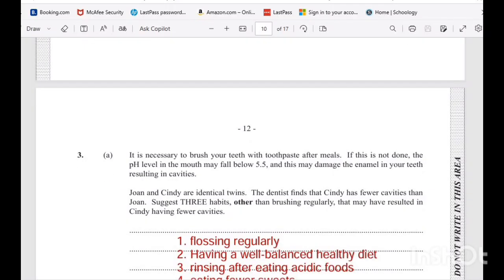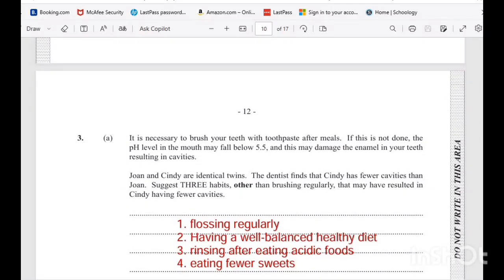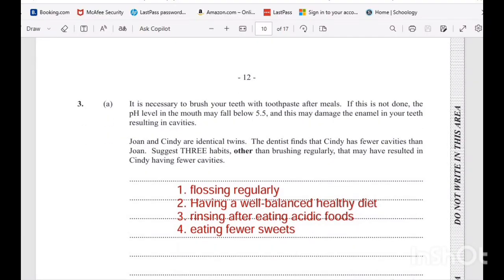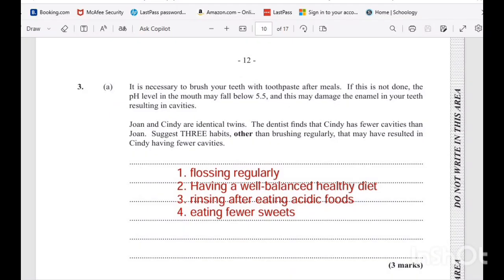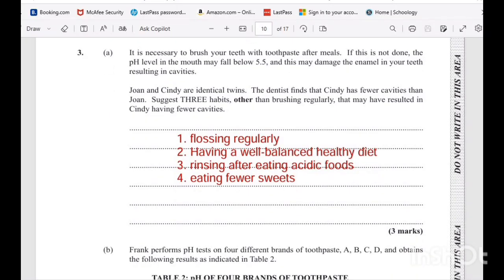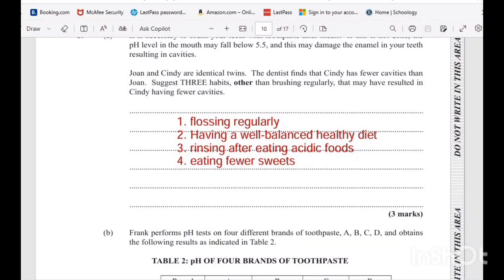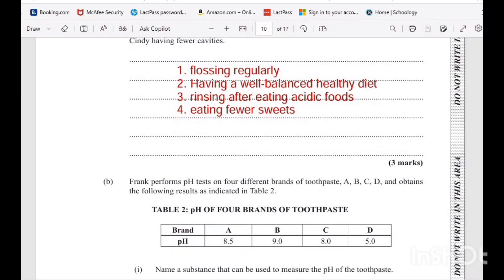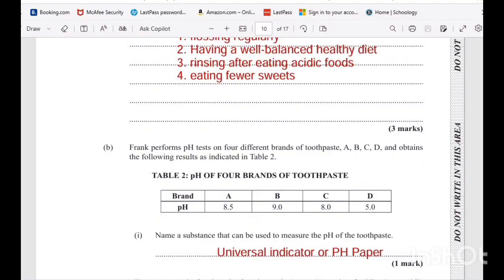We have flossing regularly, having a well balanced, healthy diet as well, rinsing after eating acidic foods like sour foods, and eating fewer sweets and juices and sodas. That could be added as well. So B, Frank performs pH tests on 4 different brands of toothpaste, A, B, C, D, and obtains the following results. So brand A, 8.5, B, 9.0, C, 8.0, D, 5.0. It says name a substance that can be used to measure the pH of the toothpaste. The answer is universal indicator or pH paper.